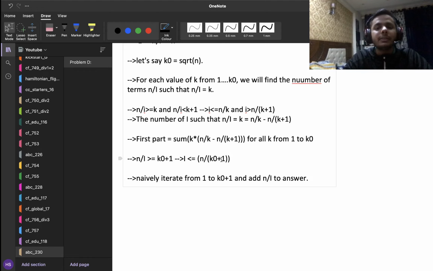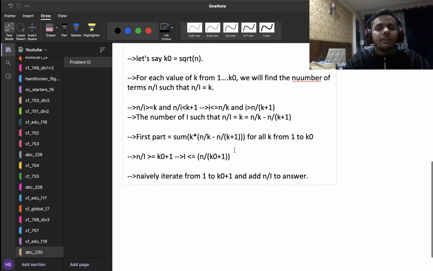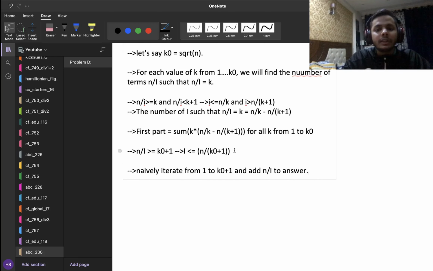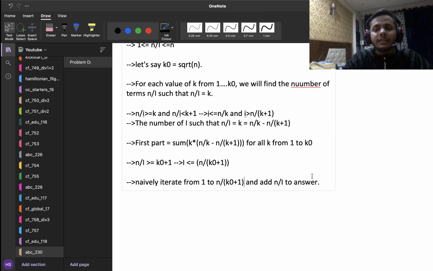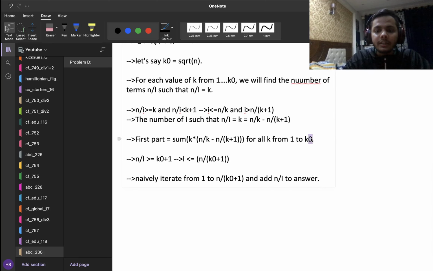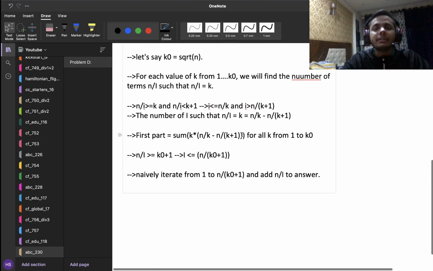I know that i has to be less than or equal to n upon k naught plus 1. So I can simply iterate from 1 to n upon k naught plus 1 and add n by i to the answer. And this will straight away give me the second part of my answer. So this is the first part of my answer. And if we talk about the second part, it's going to be nothing but i going from 1 to n upon k naught plus 1, summation of n over i. So these are the two parts of my answer, and that will just give me the correct answer.